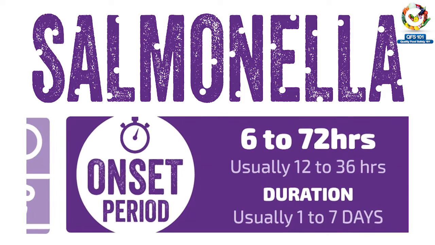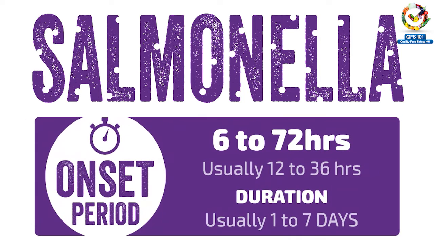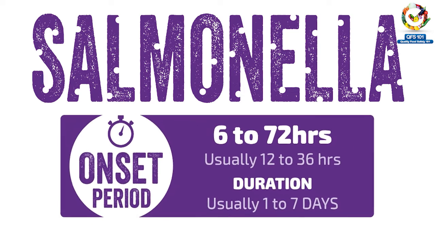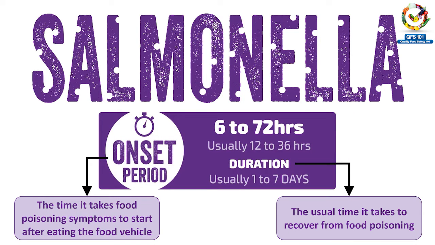The onset period of Salmonella is usually 12 to 36 hours, and the duration of the disease can be between 1 to 7 days. So just to describe, onset period is the time it takes for the food poisoning symptoms to start after eating the food, which was the food vehicle. So when there is a food which is already contaminated with Salmonella, if a person consumes it, it might take between 6 to 72 hours, or usually 12 to 36 hours, for the infection to start or the symptoms to start. This is called the onset period.